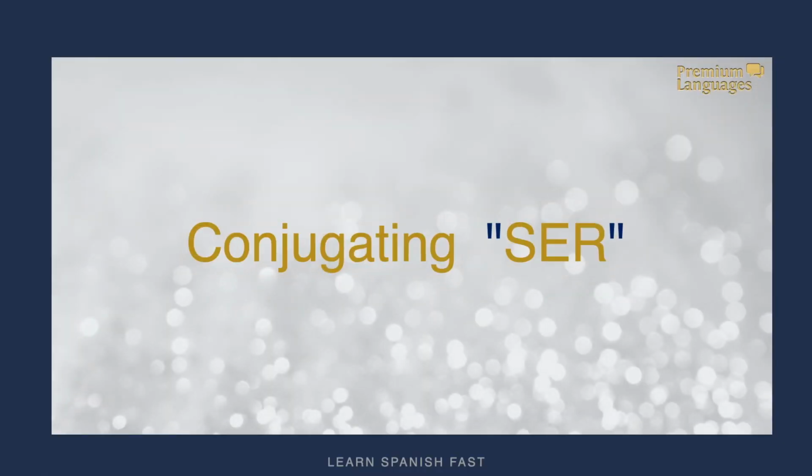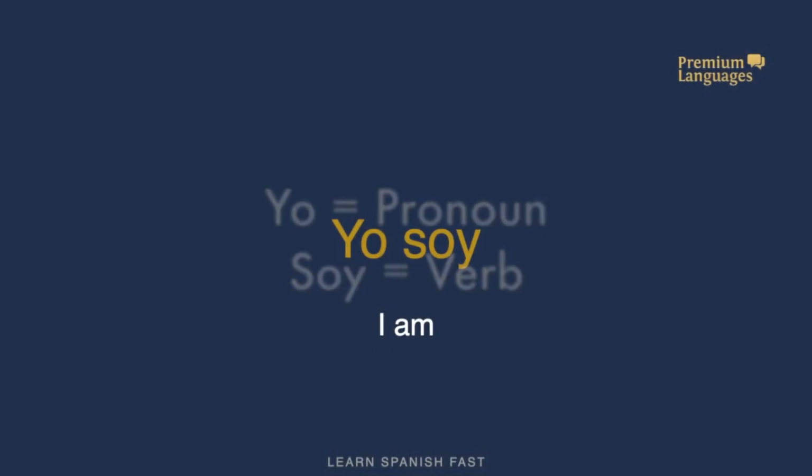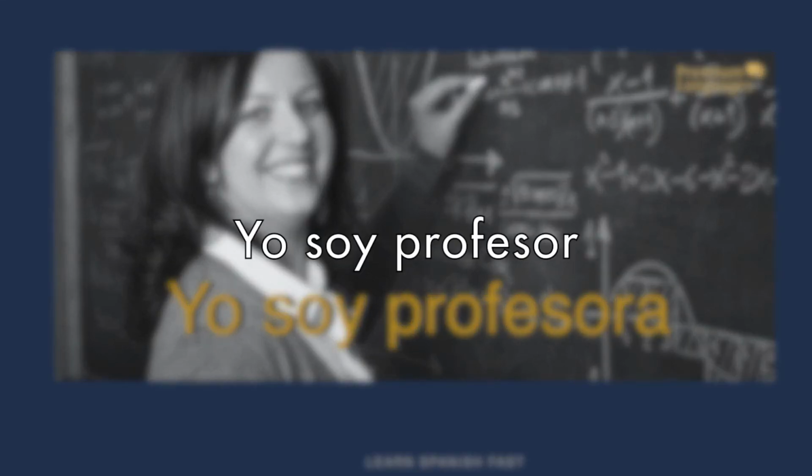So far, we have only mentioned the pronouns, but we have not conjugated anything yet. Now it's the time. Yo soy. Yo is the pronoun and soy is the verb. Yo soy, I am. If we use this in a sentence, yo soy profesora. I am a teacher. Profesora takes the feminine form because it's a female. The masculine version would be yo soy profesor.